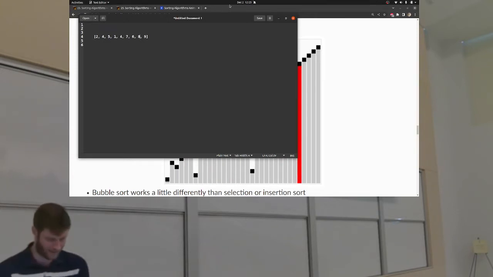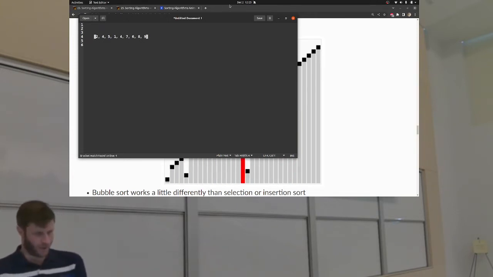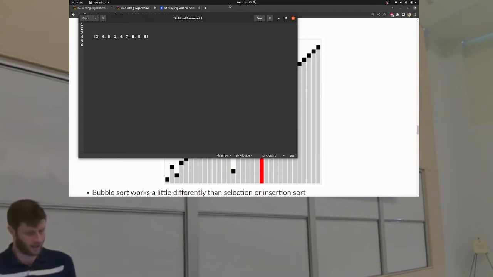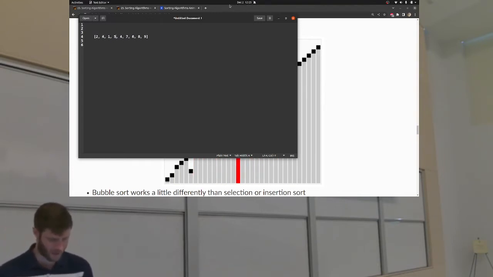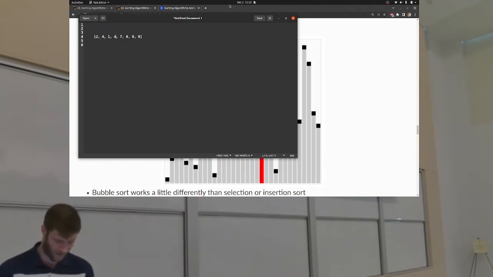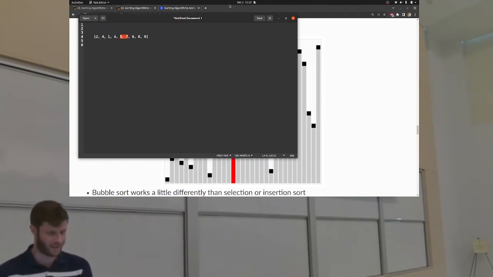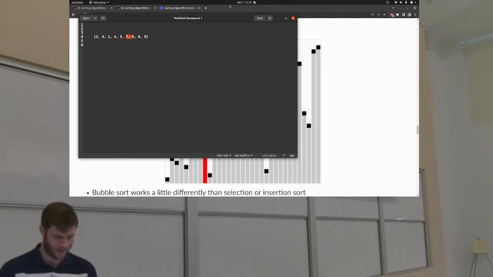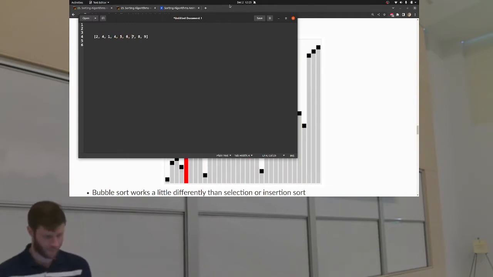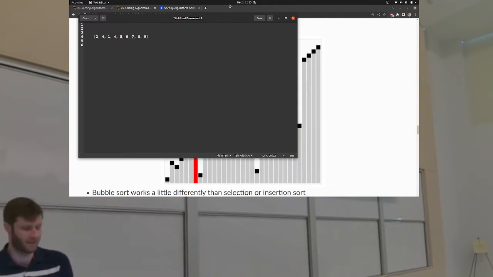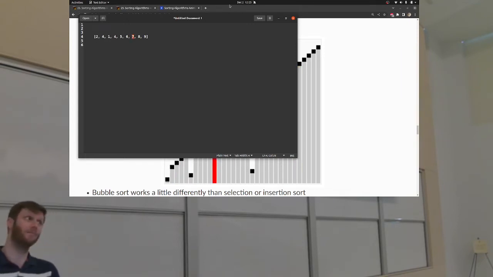Let's do another pass. 2 and 4, are they out of order? No. 4 and 5, are they out of order? No. 5 and 1? Yes. 4 and 5? Yes. 5 and 7? No. 7 and 6? Yes. Is it sorted? No, but the 7 is where it belongs now.